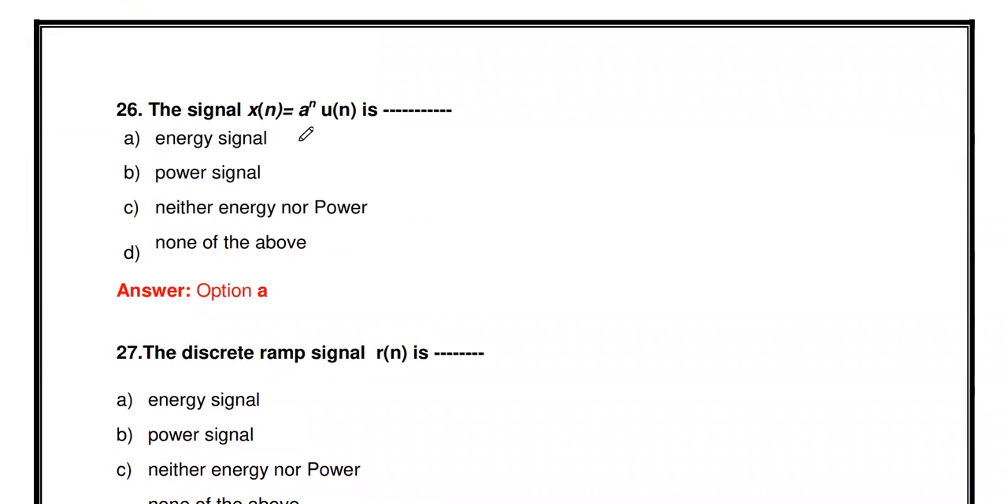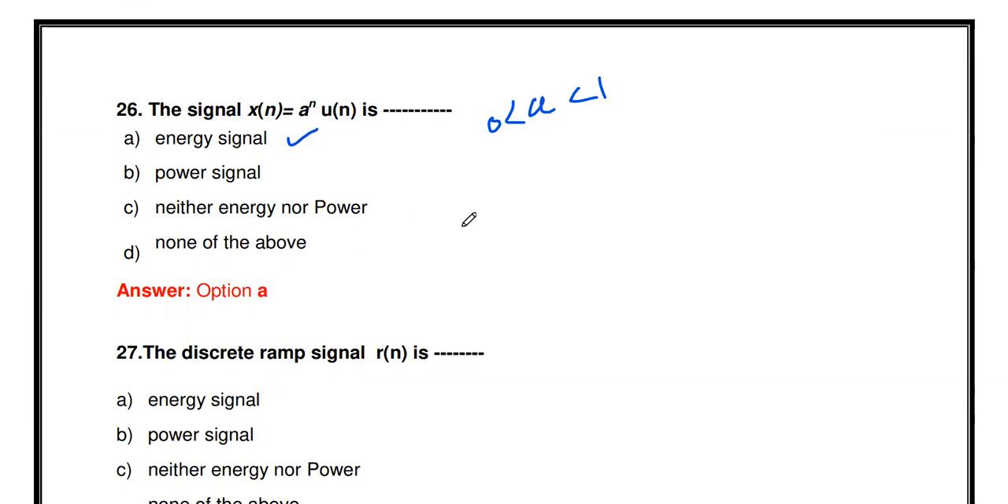Then the next one: the signal x of n equal to a power n u of n is an energy signal, power signal, neither energy nor power, or none of the above? What is a power n u of n? It is a discrete time exponentially decaying sequence, under the condition that a is between 0 and 1. In the previous video we discussed this discrete time sequence in the standard signal part. A discrete time exponentially decaying sequence is an energy signal only.